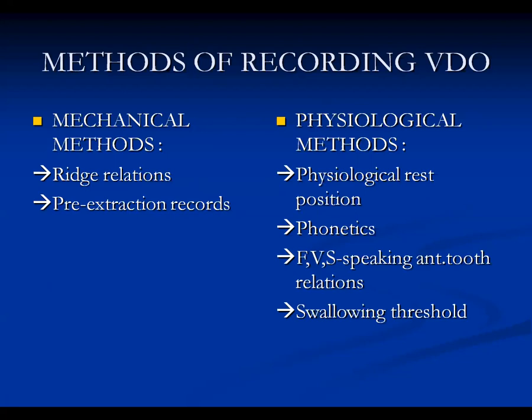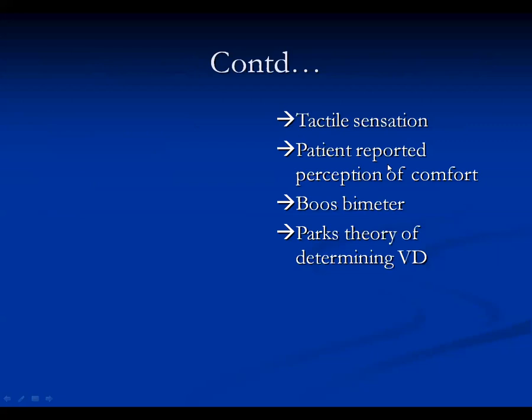So, mechanical methods and physiological methods. In mechanical methods, ridge relations and pre-extraction records. And in physiological methods, a number of methods are there to record vertical dimension of occlusion. They are physiological rest position, phonetics, speaking, anterior to relationship, swallowing threshold, tactile sensation, patient reported perception of comfort, use of a biometer, and the past theory of determining vertical dimension of occlusion.